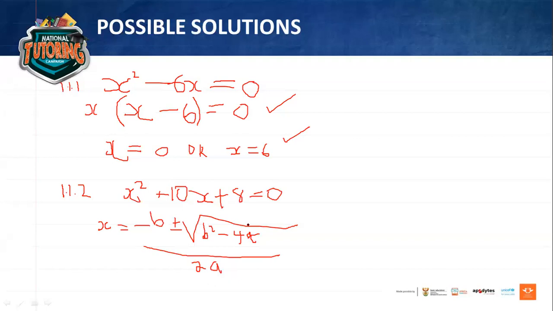Now, how do you go about it? A is a coefficient here, B is a coefficient here, and C is the coefficient here. So A is going to be equal to an invisible 1. There is the 1 I'm talking about. Then B is the coefficient of x, which is going to become 10. Then your C is your constant, which is going to become 8.